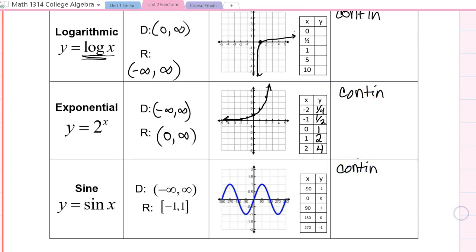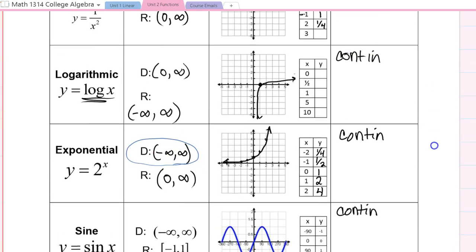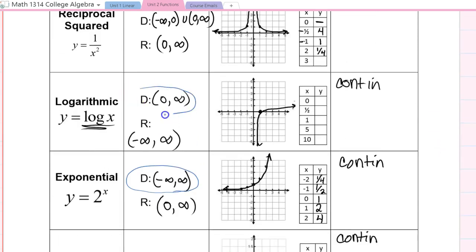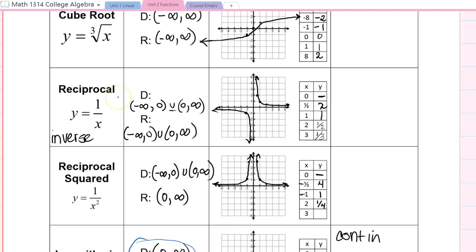One of the things that I want you to notice is that when we're looking at continuous functions, notice that their domains are in one piece. It may not be from negative infinity to positive infinity, but it is not broken up into pieces, and this is what I mean by that. If we look at reciprocal and reciprocal squared, we can see that our domains are broken up into pieces, in fact two pieces, one for each branch of our graph. And so that's the reason why these two functions are not continuous.